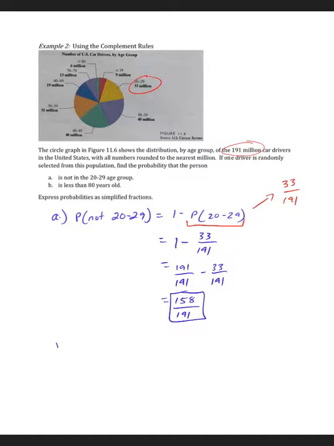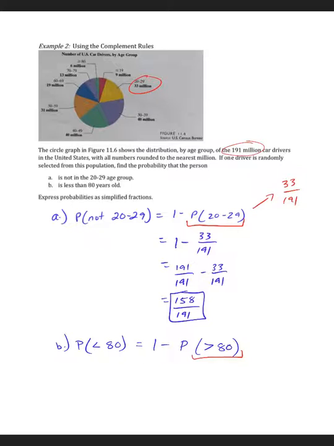Okay, part B. We want to find the probability that the person is less than 80 years old. So again, using the formulas from the first page, we want to find 1 minus the probability that they're not less than 80, which means the probability that they are 80 years old or older. So we need to first find out how many are over 80.